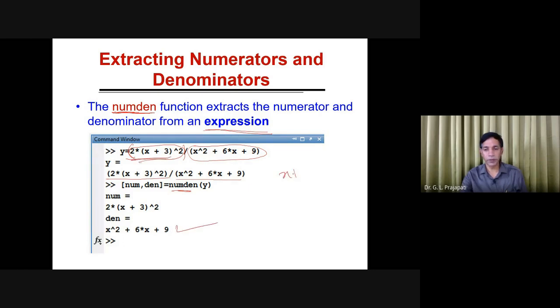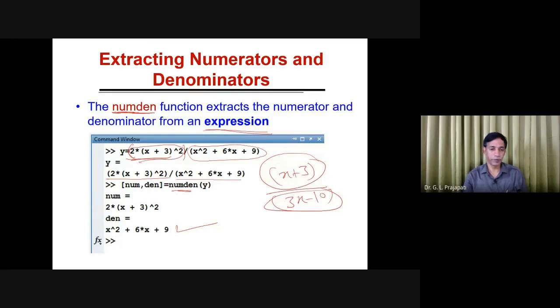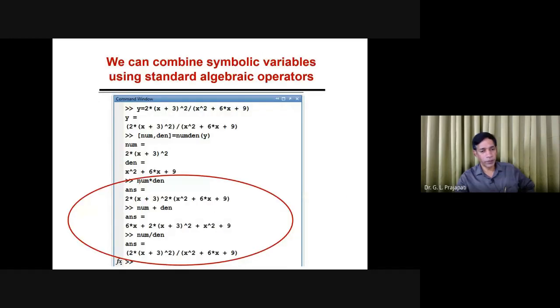So if you have x plus 3 divided by 3x minus 10, and you ask for the numerator and denominator, this is the numerator and this is the denominator, you will find. If you want to multiply, see, this is also one thing. So you have found the numerator. So the numerator is this and the denominator is this.